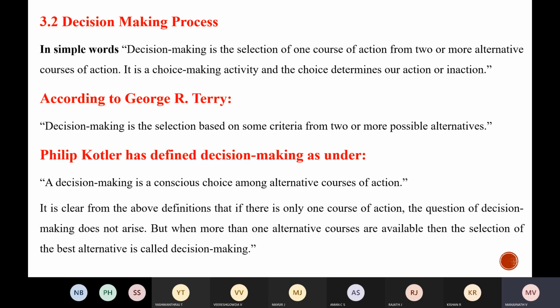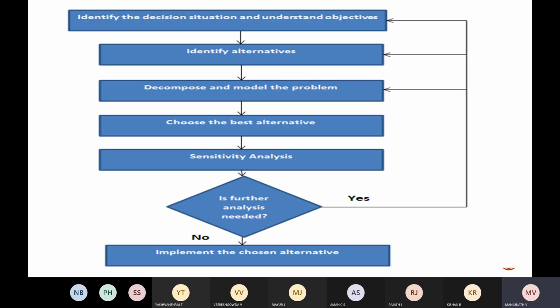Okay, decision making is a conscious choice among alternative courses of action. These are all the things you are supposed to mention while addressing the theory related to decisions. Okay, next.